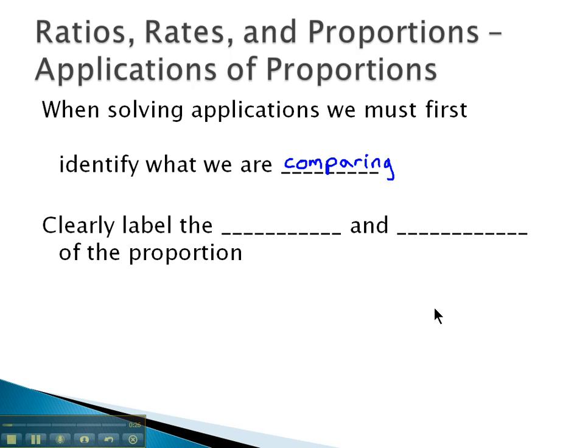And using that comparison, we will clearly label the numerator and denominator with those things we are comparing. And that will tell us exactly where to put what numbers into the proportion.